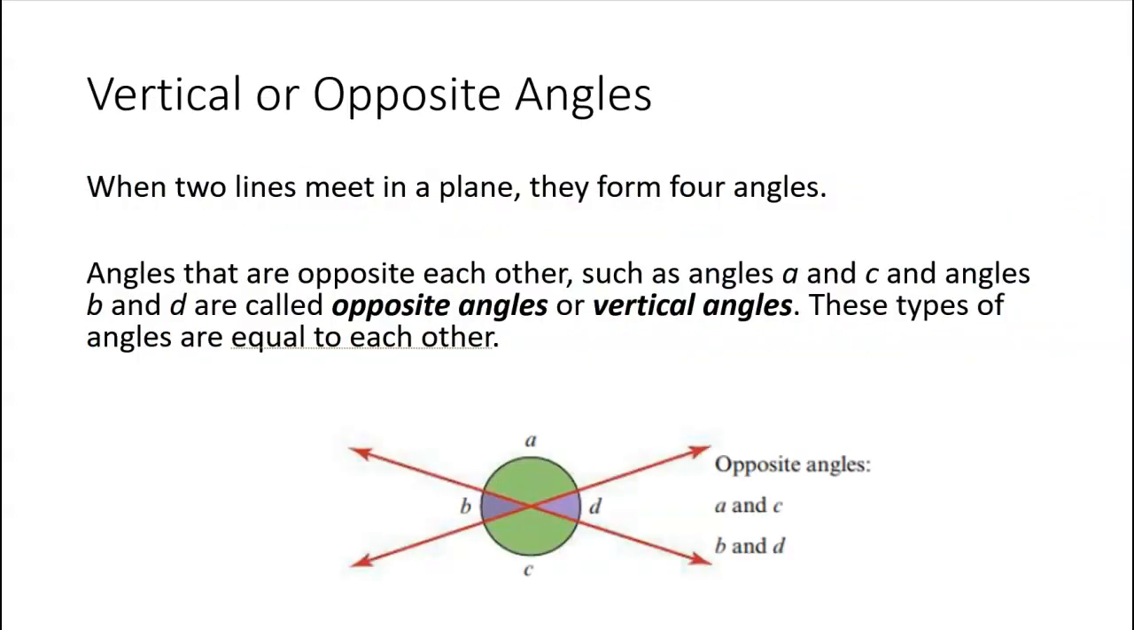So first, let's start here. Vertical or opposite angles. Those are two vocabulary words that mean the same thing. When two lines meet in a plane, they form four angles, and the angles that are opposite each other, like A and C and B and D, are opposite or vertical angles. And these angles are congruent to each other, or their angle measures are equal.